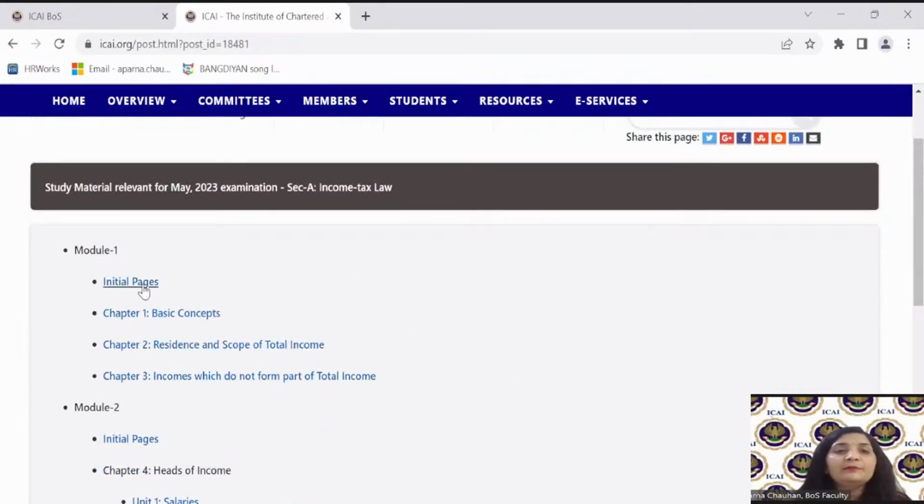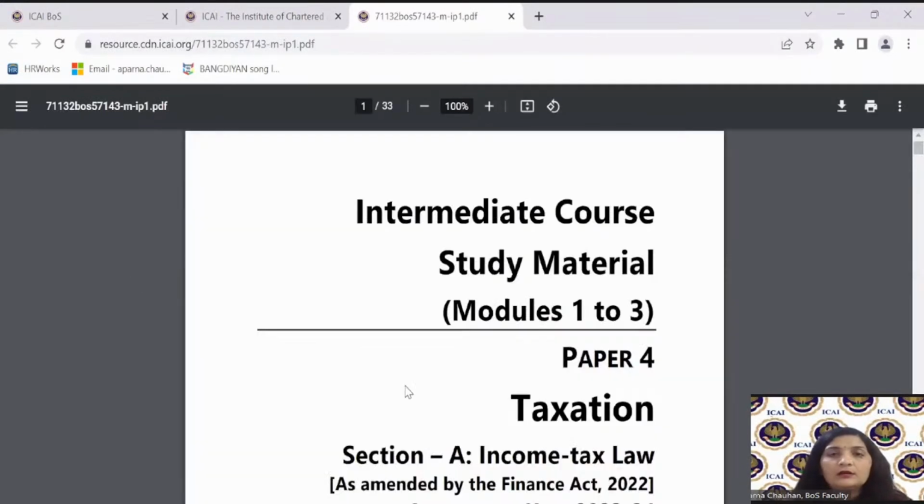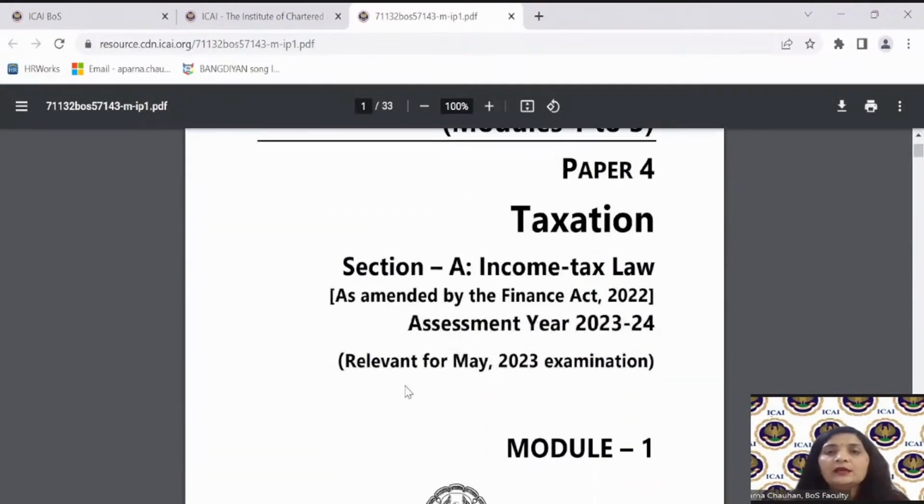And in the initial pages, let me take you through the initial pages. This is your study material, right? And on the cover page itself, it is mentioned that income tax law as amended by the Finance Act 2022 and assessment year 2023-24. It is on the cover page, right? So you should know that this is relevant for the May 23 examination.